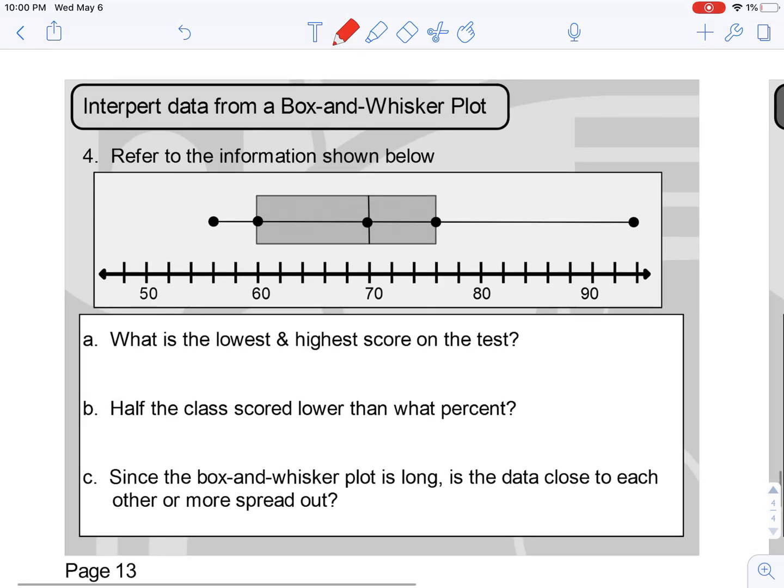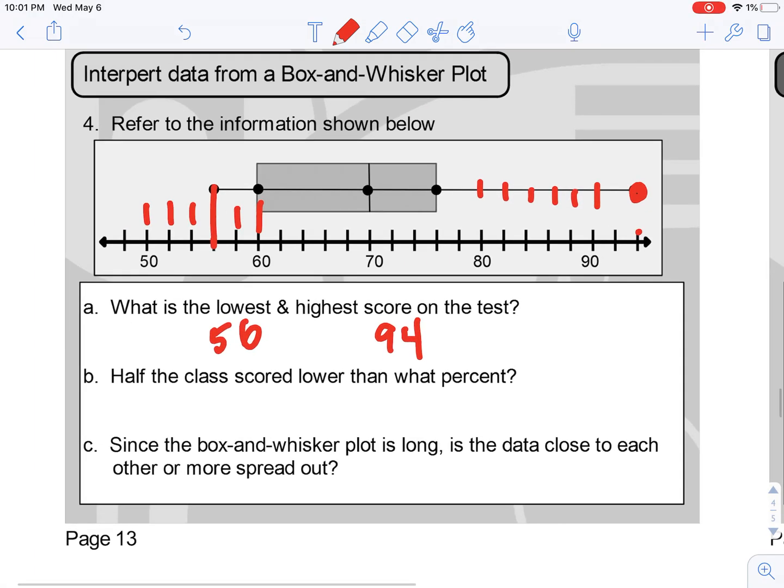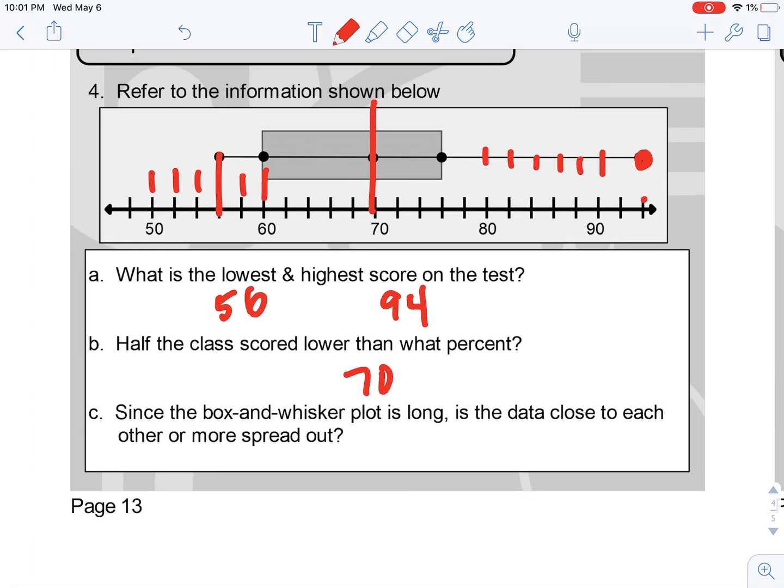Now, more importantly than how to make one is how to read this graph. First of all, you have to think about how these notches go. So this is 80, 82, 84, 86, 88, 90. What's the highest and lowest? Highest is 94. Lowest is 50, 52, 54, 56, 58, 60. So 56, I said. Half the class scored lower than what? So where's the half? 70.